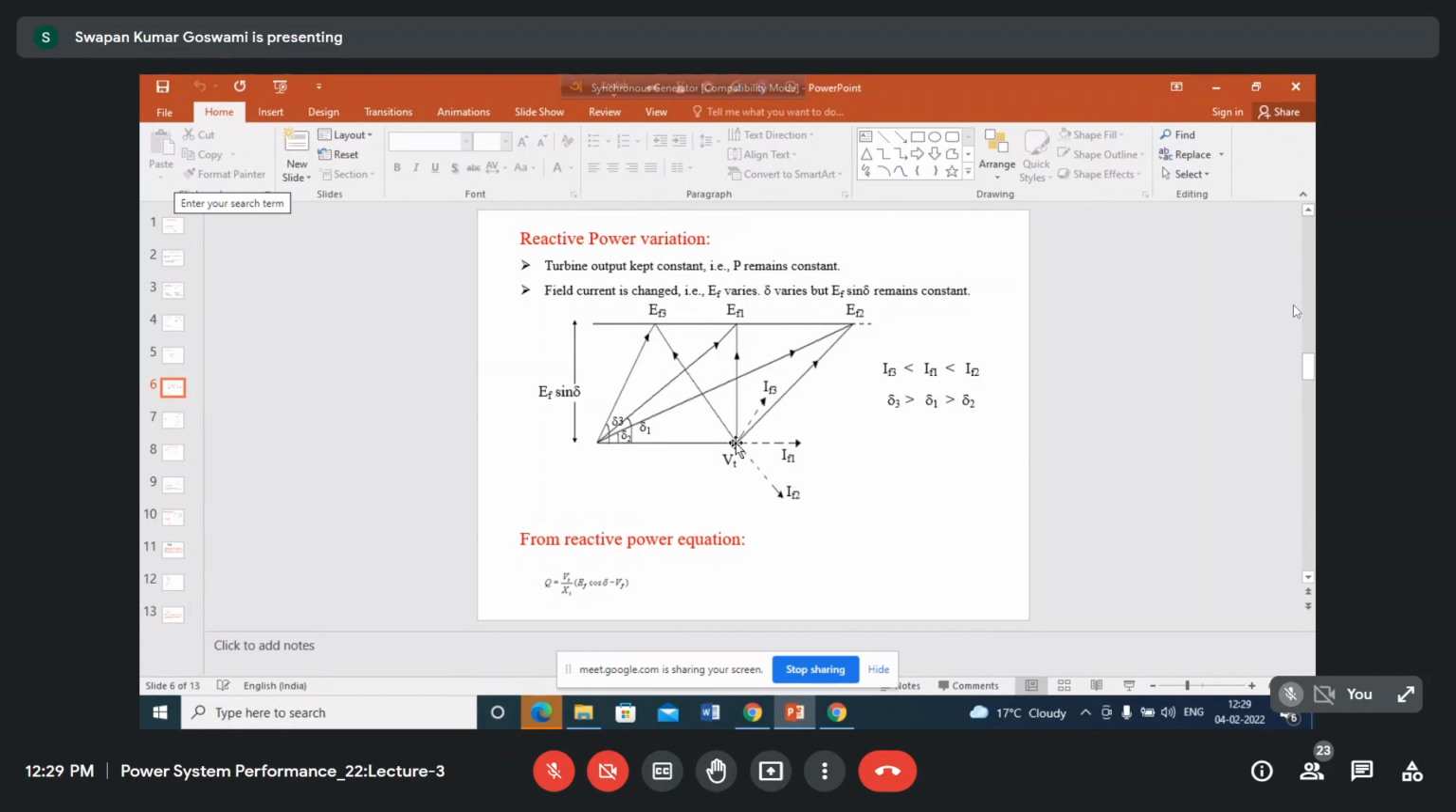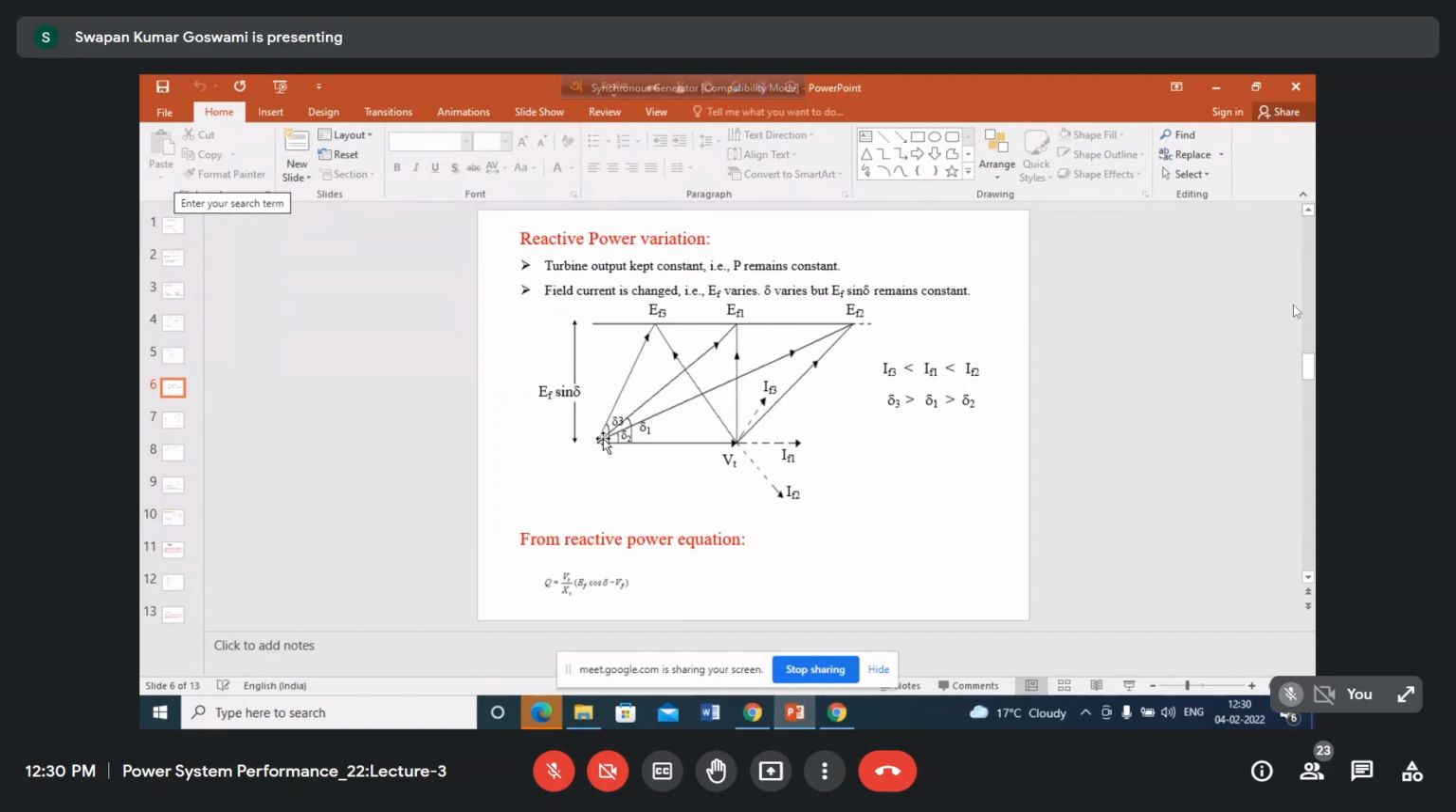Now what happens when EF2 is greater than EF1? You see that this delta 2 is smaller than delta 1. Now if you reduce the value of field current, say field current is such that it is smaller than the field current corresponding to EF1, then EF3 becomes smaller than EF1, and at this condition delta 3 is larger than delta 1. That means if you increase the field current, delta value will decrease. If you decrease the field current, then delta value will increase.